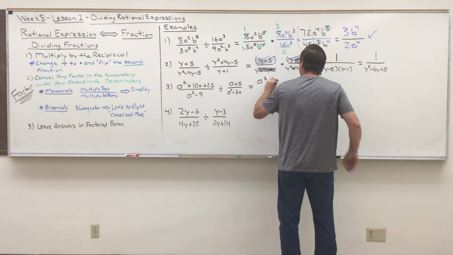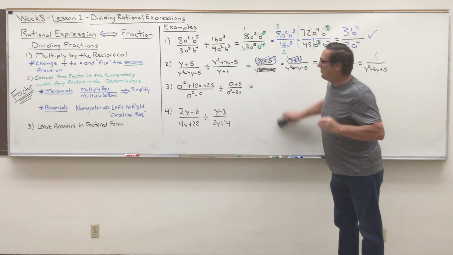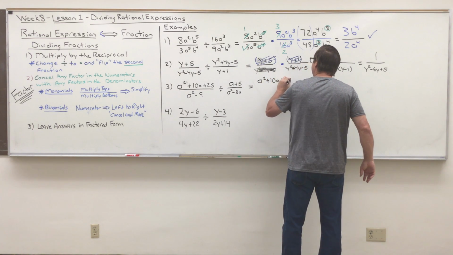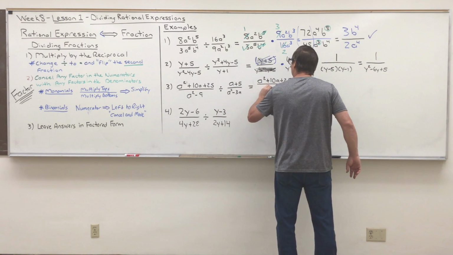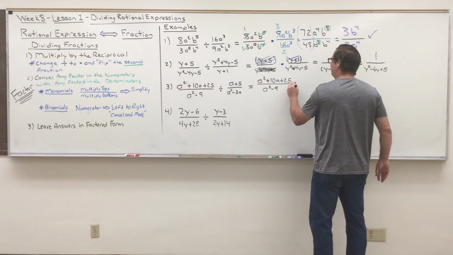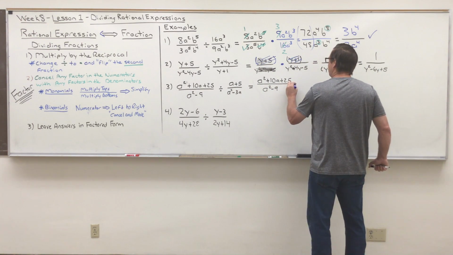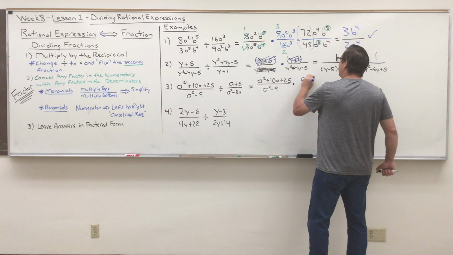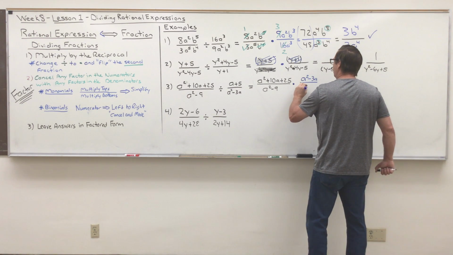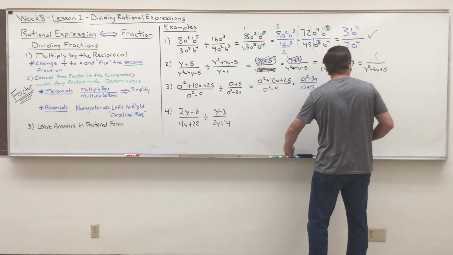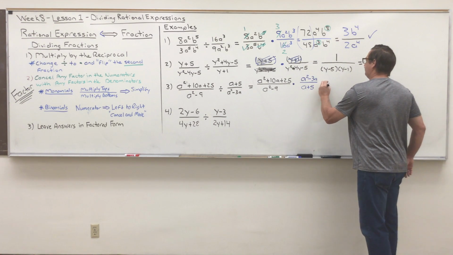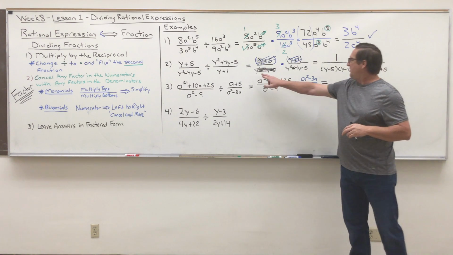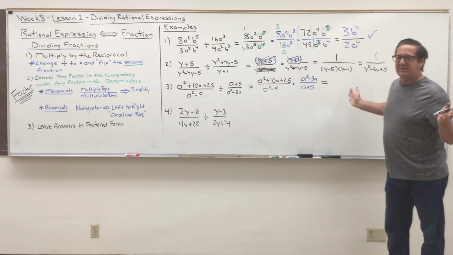Here's our division. A squared plus, whoops, sorry, I'm going to write it again. A squared plus 10a plus 25 over a squared minus 9 times a squared minus 3a over a plus 5. Well, you saw the last problem where I just factored right there, but let's go ahead and do this out a little bit longer.